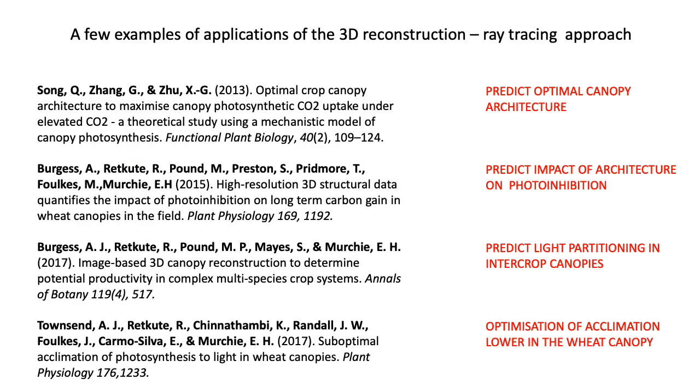So this approach of 3D reconstruction followed by ray tracing has been used by a few groups, including us, to predict photosynthetic responses at the canopy level. In 2015, we tried to use it to predict the impact of architecture on photoinhibition. In 2017, we looked at light partitioning in intercrop canopies, and also at optimization of acclimation at lower parts of a wheat canopy. All of these approaches use this 3D reconstruction ray tracing approach. But I want to focus on photoprotection in this talk.